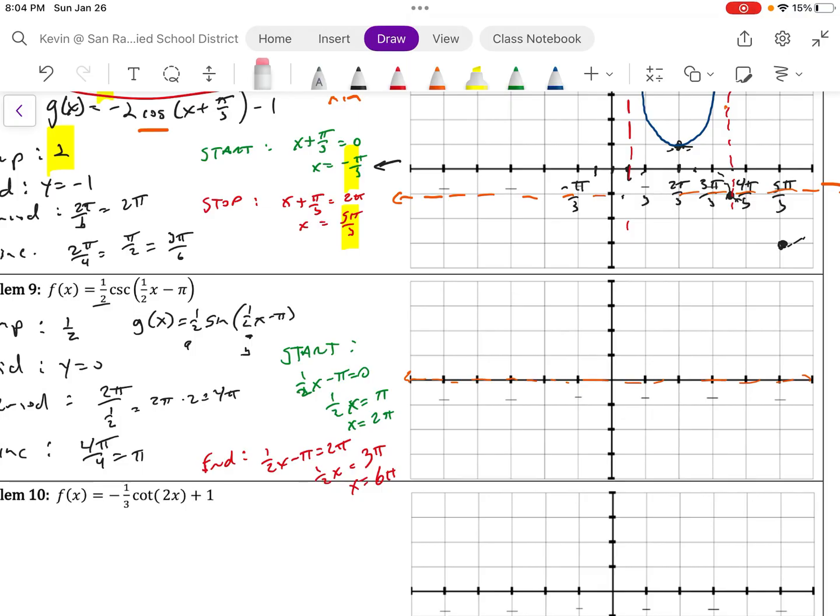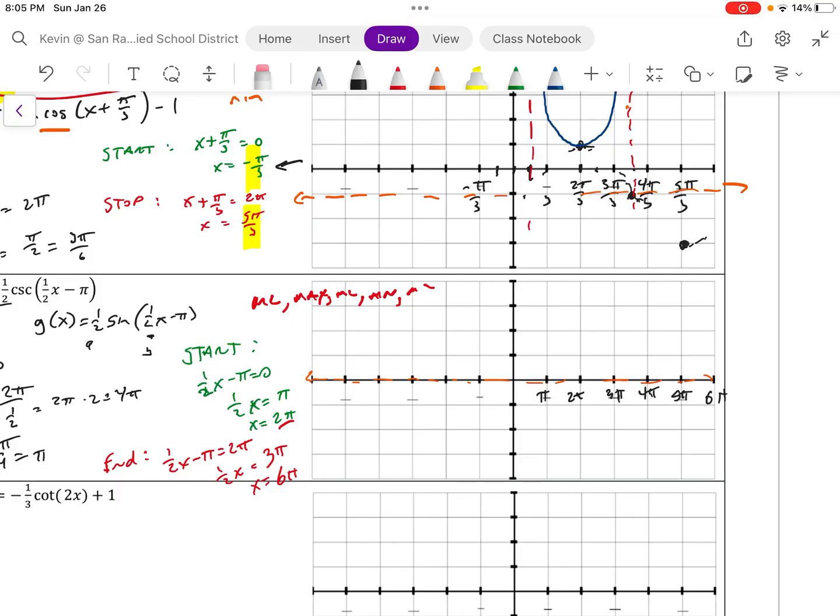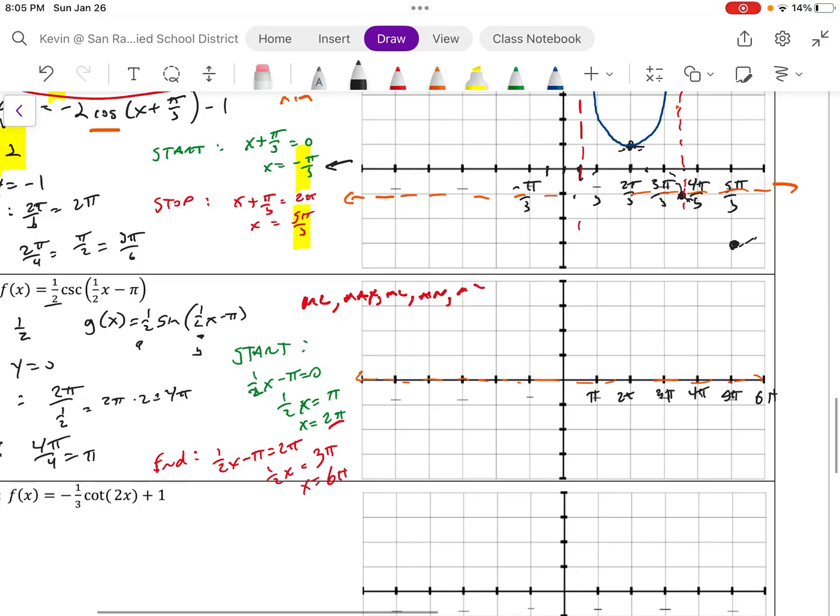Sine. So sine, remember, sine starts at max. No, I'm sorry. Sine starts at midline. Then it goes to max. Then it goes to midline. And then midline, max, midline, minimum, and then back to the midline. So sine we're starting here at 2 pi. So let's go pi, 2 pi, 3 pi, 4 pi, 5 pi, and 6 pi.